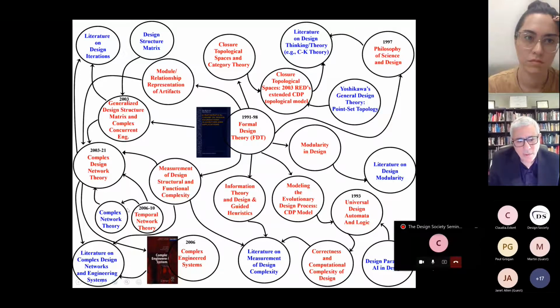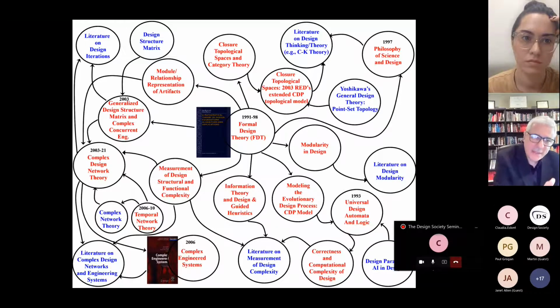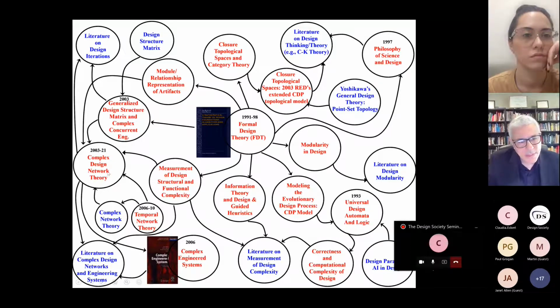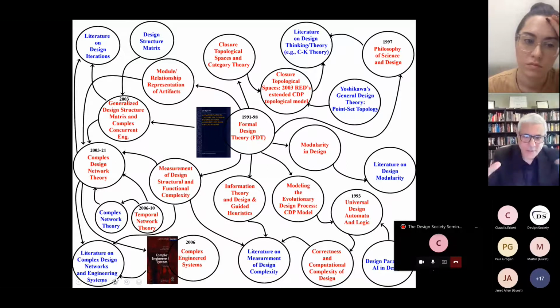Of course, I was influenced by complex network theory in general, a theory introduced by physicists, and all of those influences led to my interest in complex design network theory. This theory influenced quite significantly the emerging literature on complex design networks and engineering systems in general. So you see how ideas are connected.